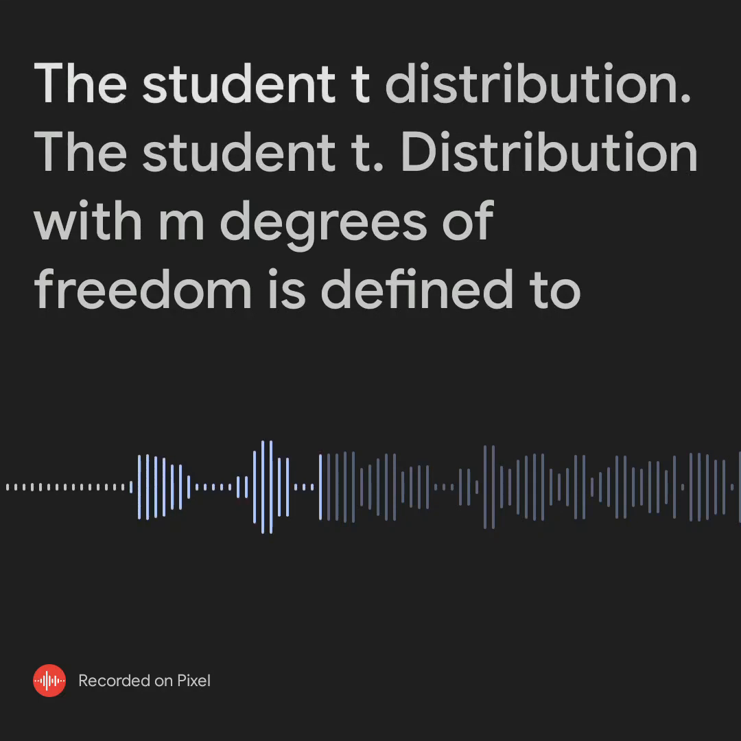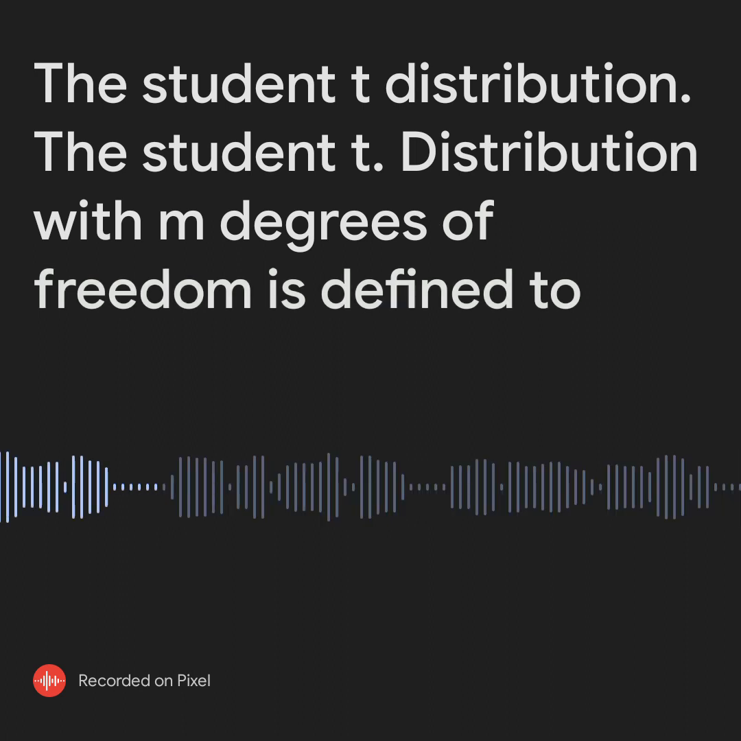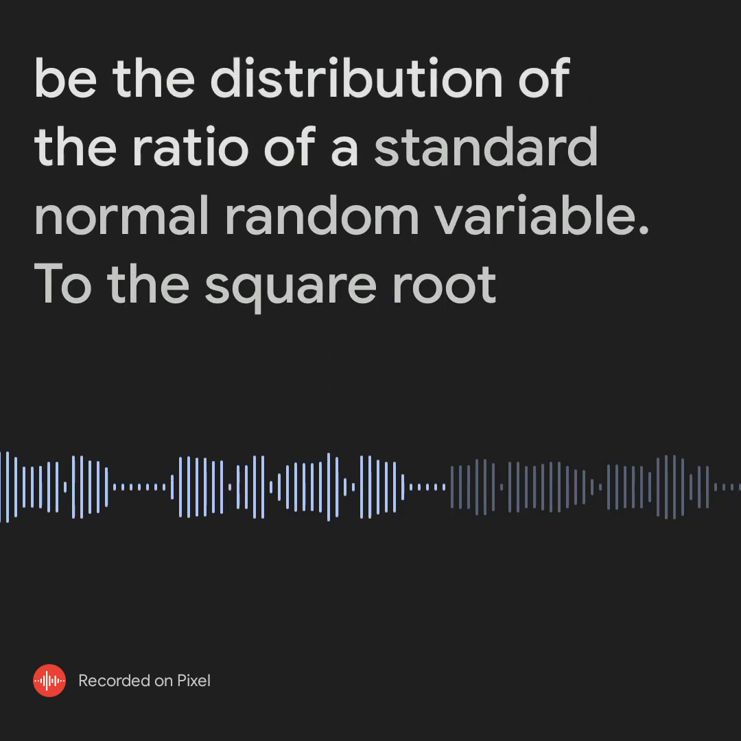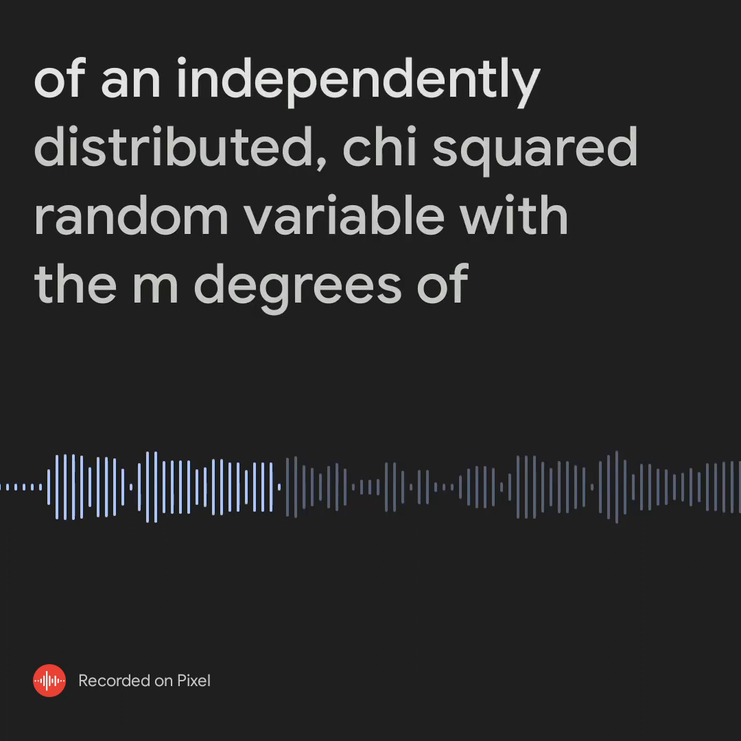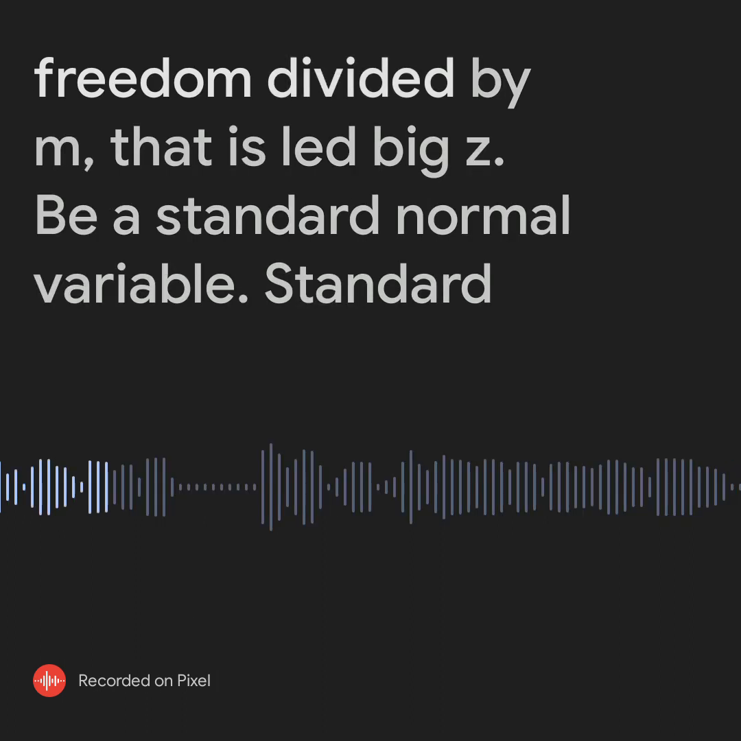The student t-distribution. The student t-distribution with m degrees of freedom is defined to be the distribution of the ratio of a standard normal random variable to the square root of an independently distributed chi-squared random variable with m degrees of freedom divided by m.